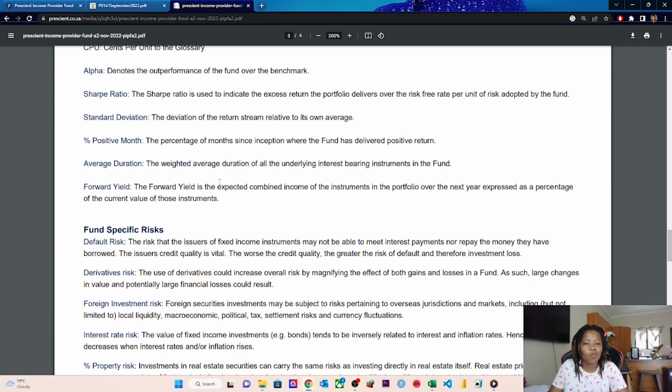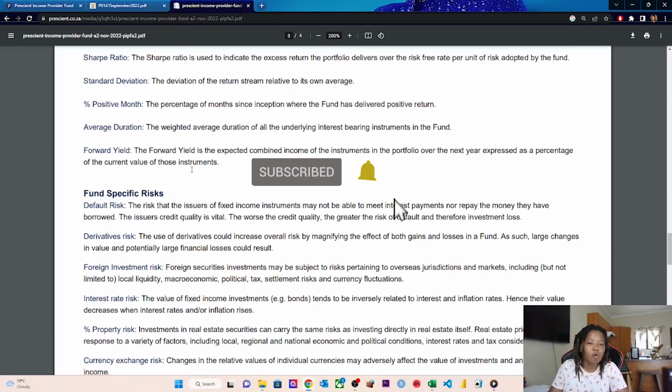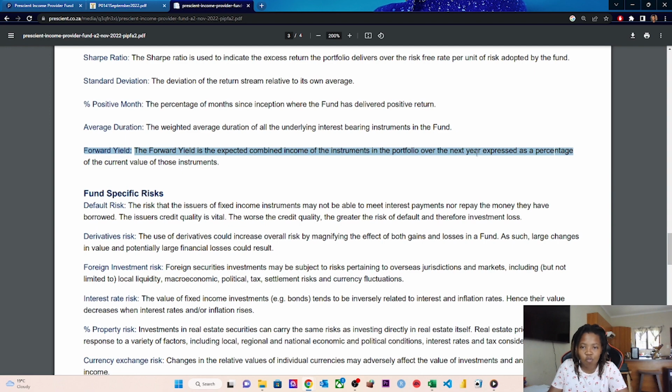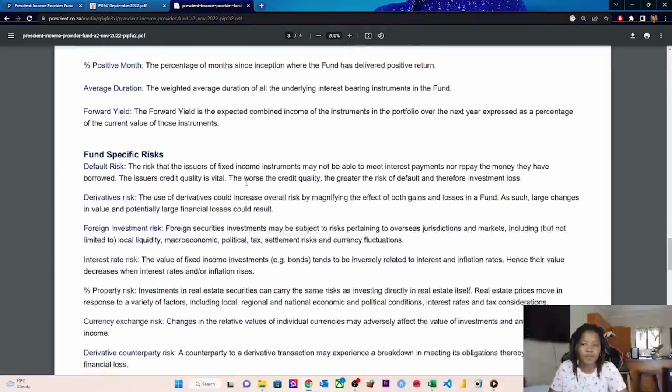Average duration is the weighted average duration of all the underlying interest-bearing instruments in the fund. Forward yield is the expected combined income of the instruments in the portfolio over the next year, expressed as a percentage of the current value of those instruments, right? So it's predicted, right? Like they said here, it's over the next year, forward.